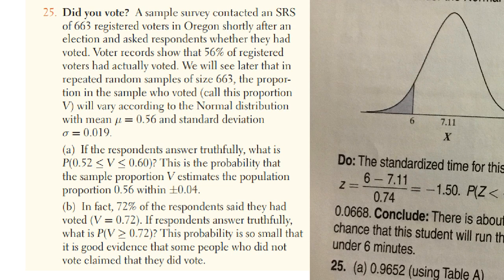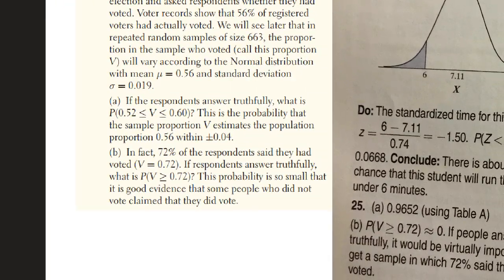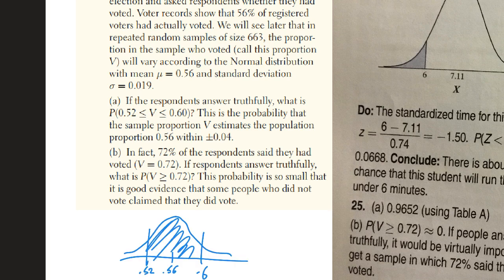This one also pretty similar. Do they draw a picture? No. I'll draw a picture for this one. So that's all it's asking for, is what's the area between 0.52 and 0.6. This is for part A. And so normal CDF, yada yada, and they got this using table A instead of normal CDF.